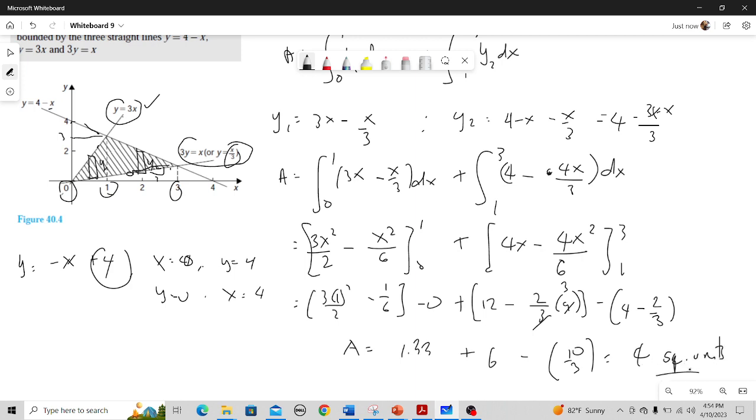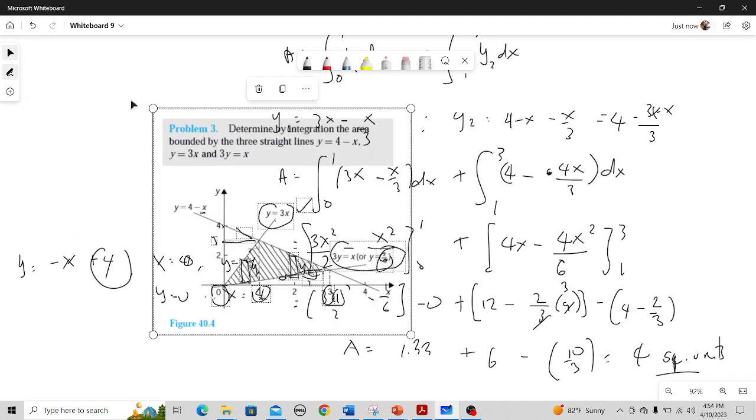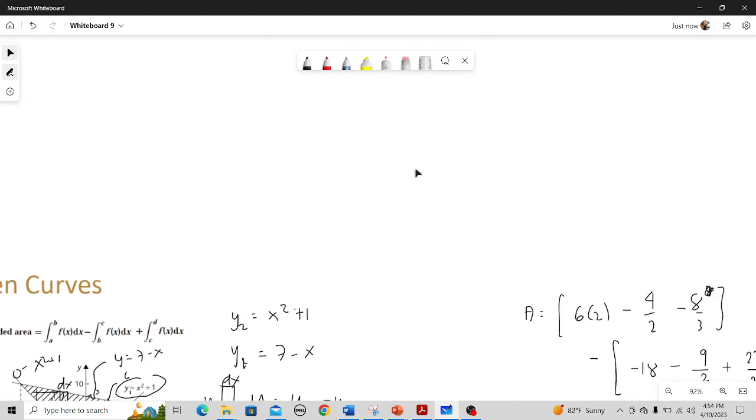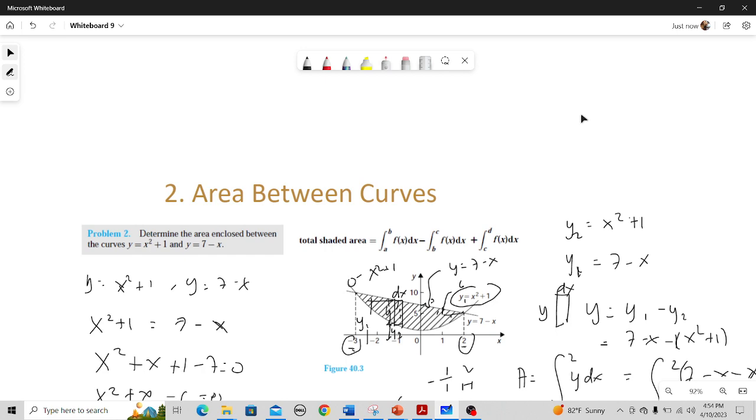Okay, so that's all for the application of integration, bounded between curves, or area between curves. Thank you.